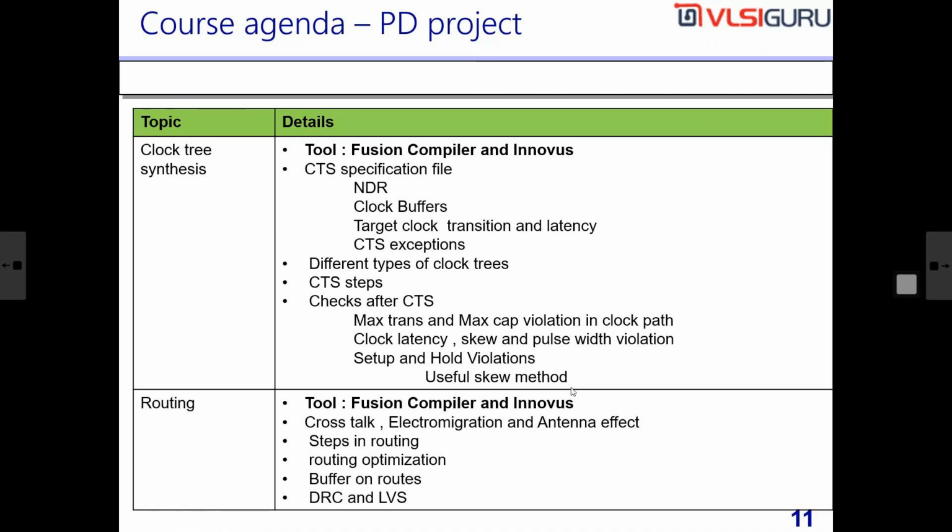Next, routing. You will do the routing, connecting through metal layers. In routing, we will discuss crosstalk, electromigration, and antenna effect. Those are the effects after routing. Crosstalk will also affect my timing. How does it affect? What is crosstalk glitch? What are the steps in routing? What is buffer on routes? How to fix DRC and LVS issues if we have. All those things are discussed.